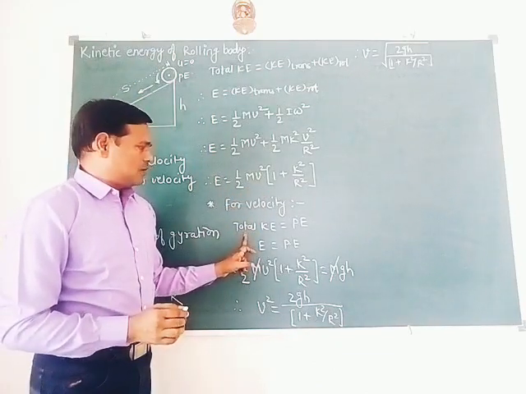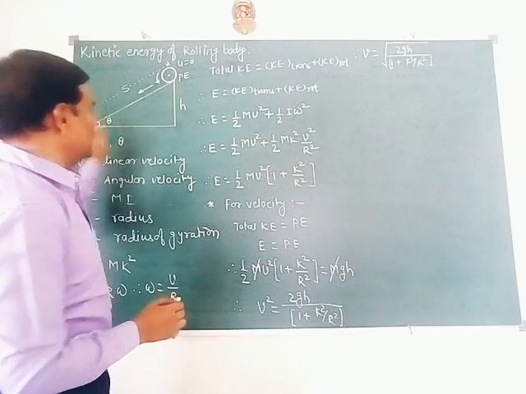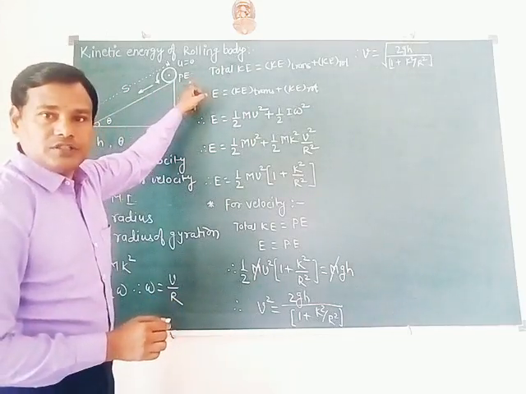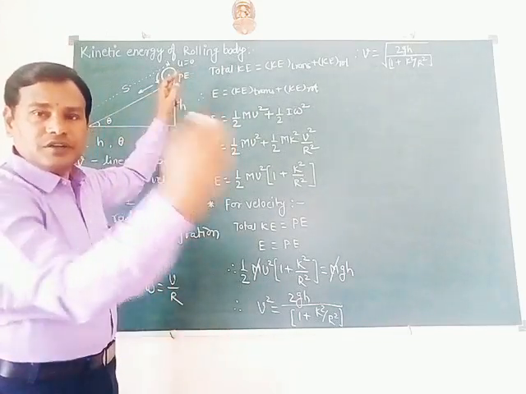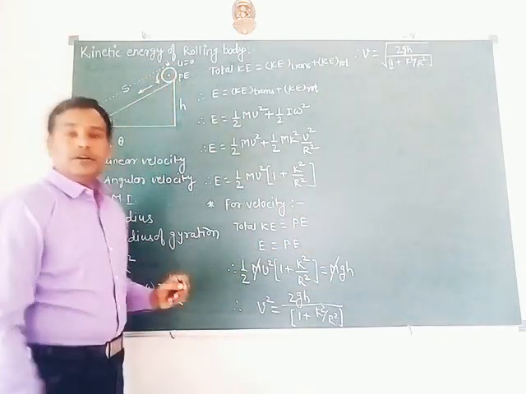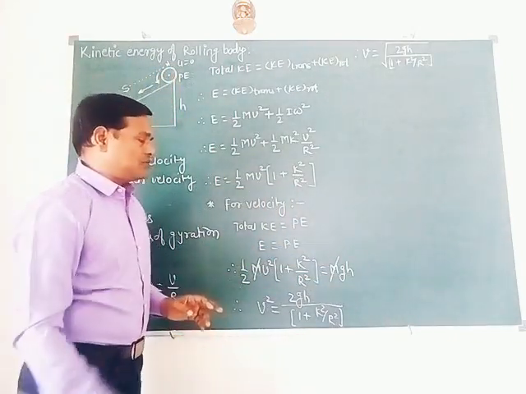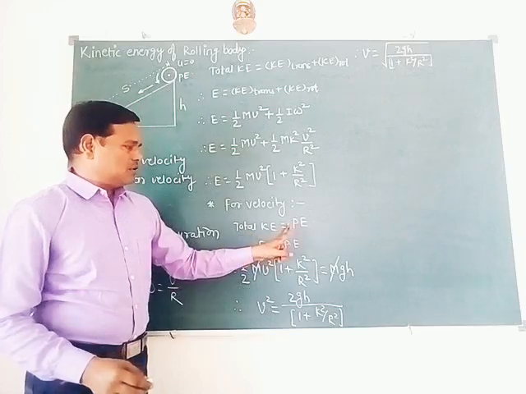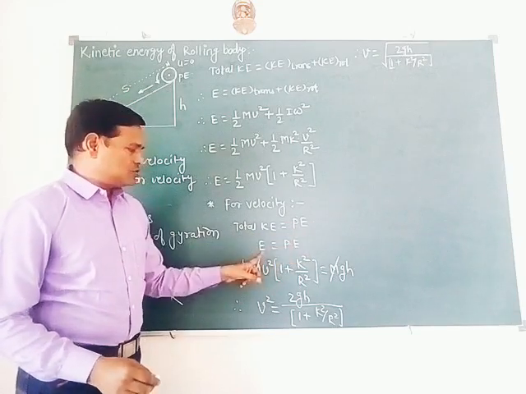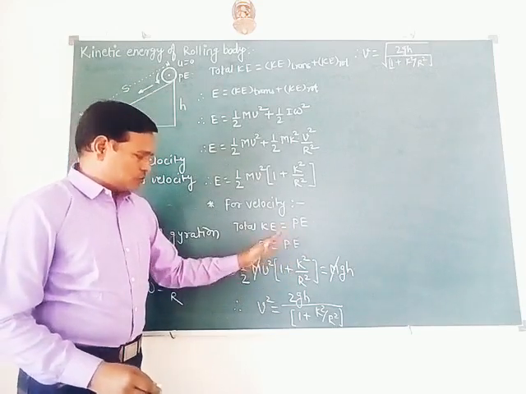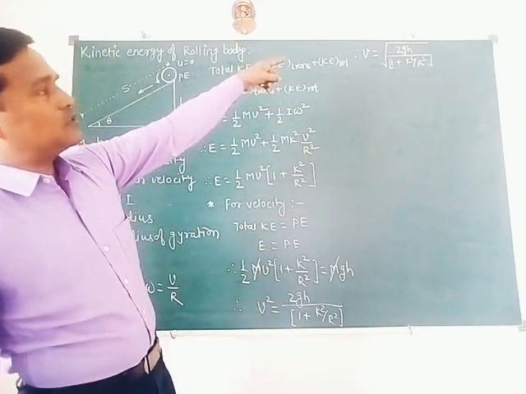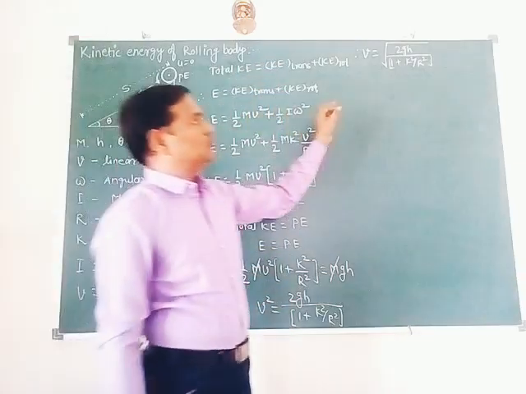So the total kinetic energy at the bottom point must be equal to the potential energy at this point, since by the principle of energy, potential energy gets converted into kinetic energy and work done. So total kinetic energy equal to potential energy. So E equal to PE. Writing this relation, we obtain the expression for V equal to square root of 2 into G into H.